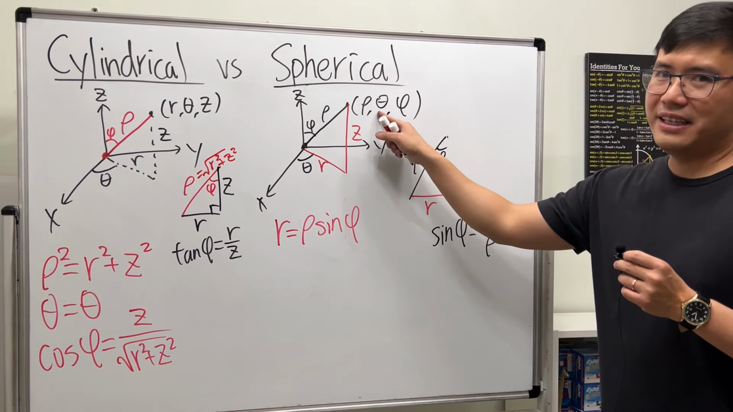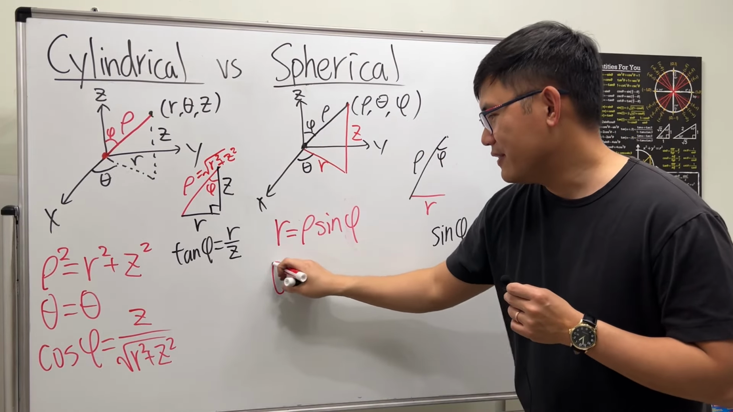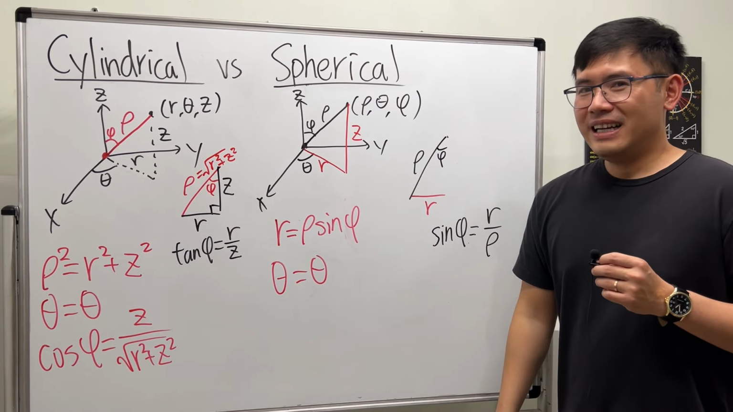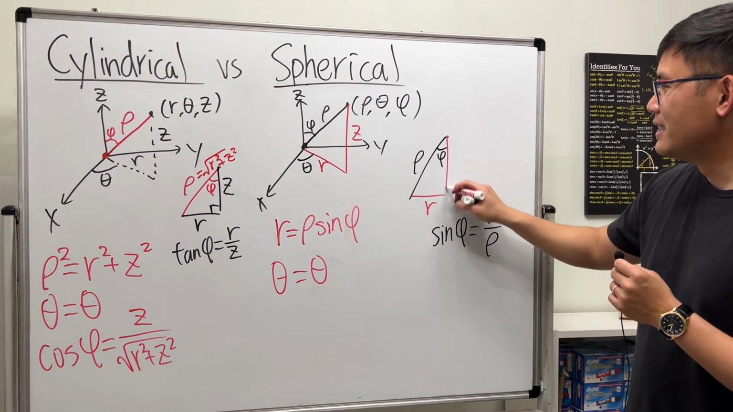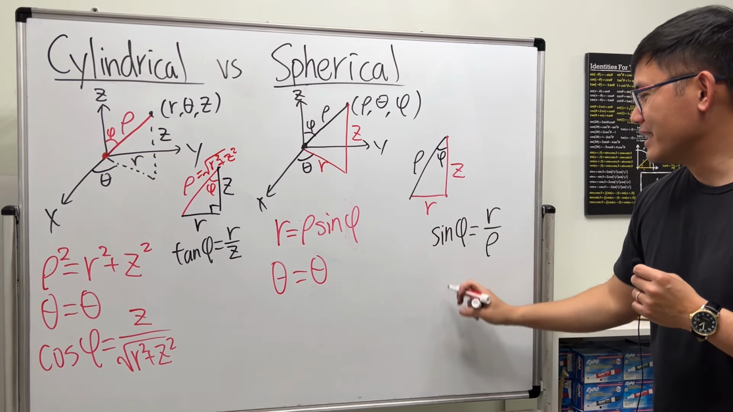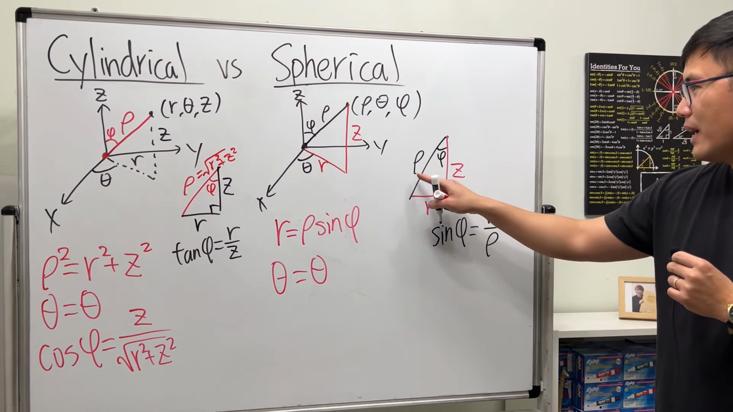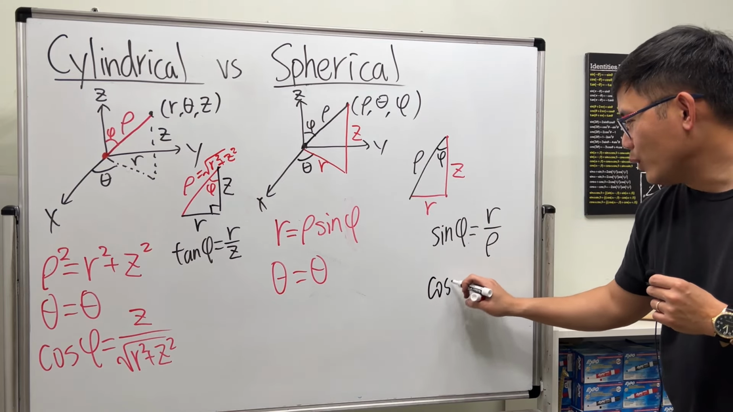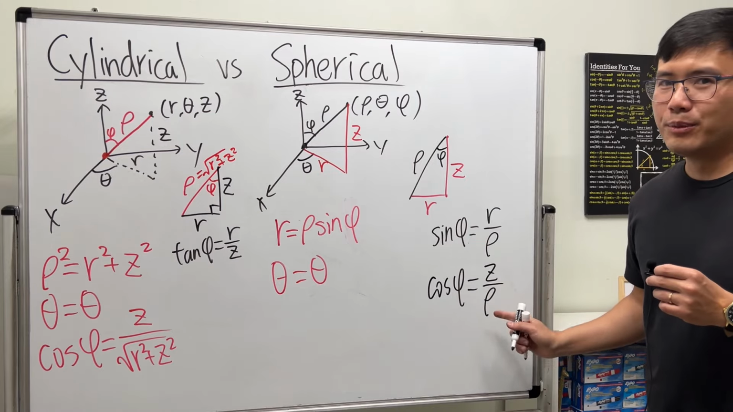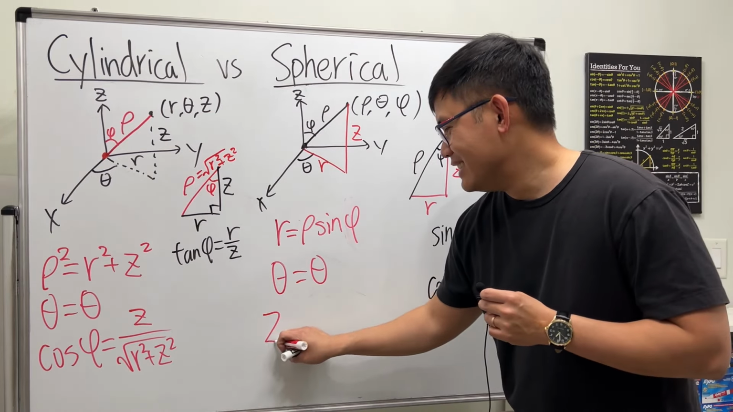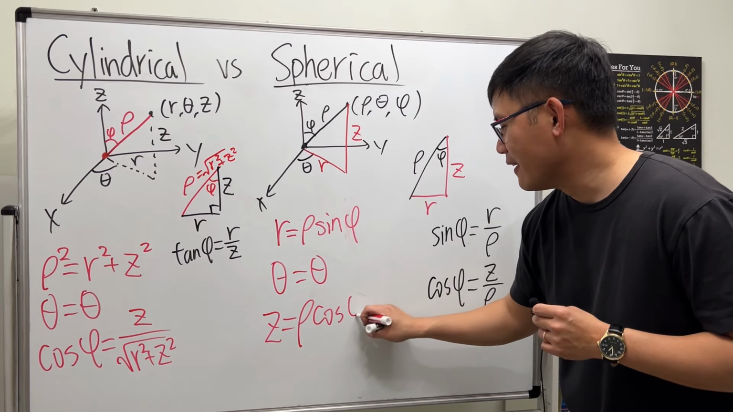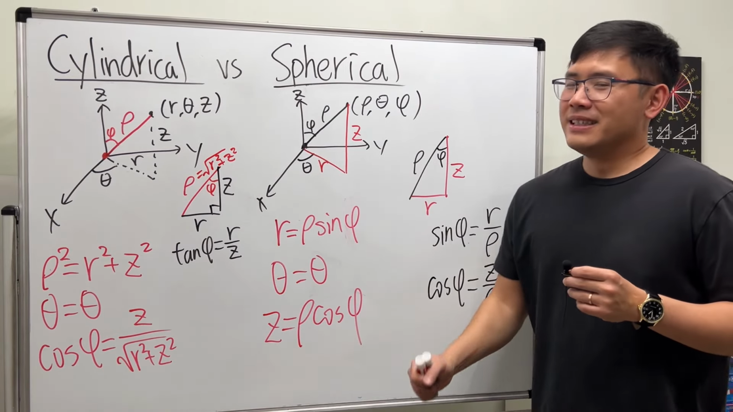And the next, theta, it's the same theta. So this is so nice. Theta is equal to theta. And lastly, ladies and gentlemen, we have to get z. How do we do it? Adjacent over hypotenuse. So we can say cosine v equals z over rho. And then multiply rho on both sides. z equals rho times cosine v. Done.